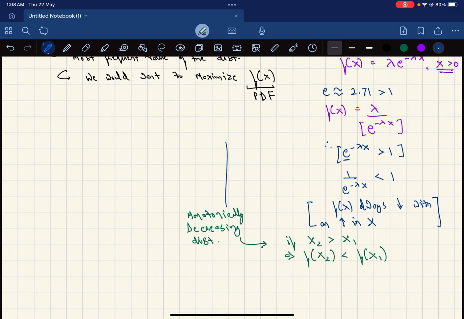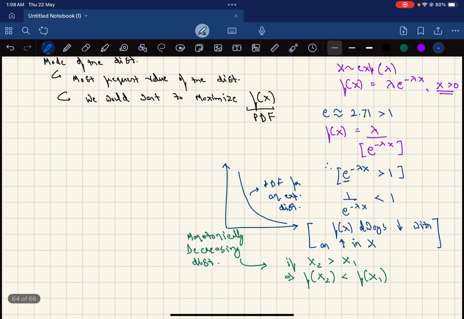Therefore, the PDF of the given distribution would have a shape which is monotonically decreasing, and it would look something like this. And this is the probability density curve, or PDF, for an exponential distribution. Now, since the value of PDF is always decreasing, the maximum value of PDF is actually obtained at x equal to 0, because we know that x is always greater than 0.